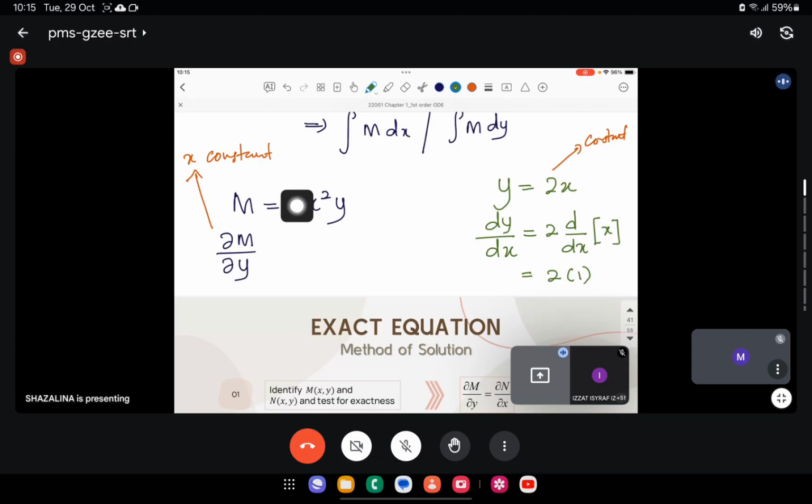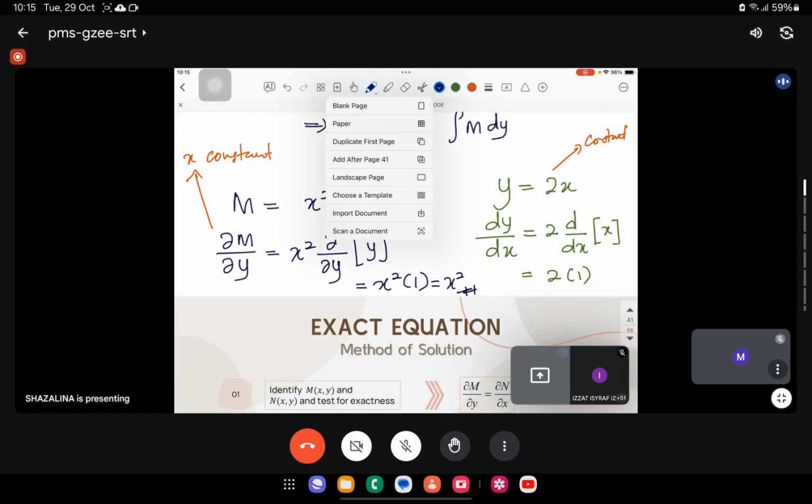Okay, let's go back to our M for the partial derivative. In this case, we want to differentiate M with respect to y. So y is considered a constant. Then differentiate x, where x is considered a constant, with respect to y. So differentiate y power of 1 is 1. So the answer is x square.